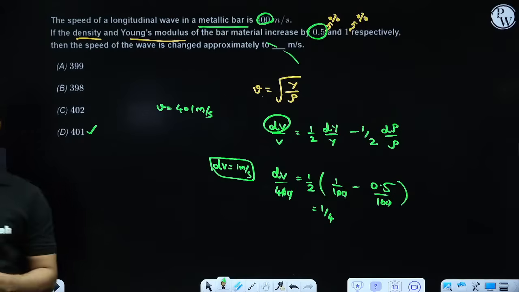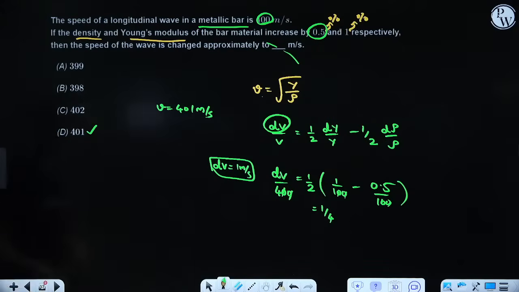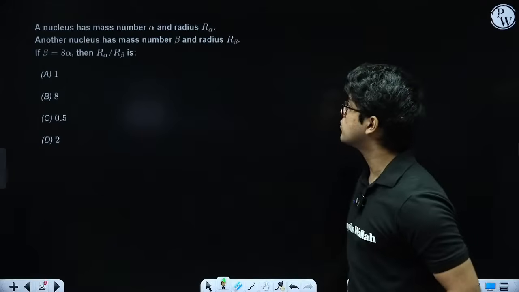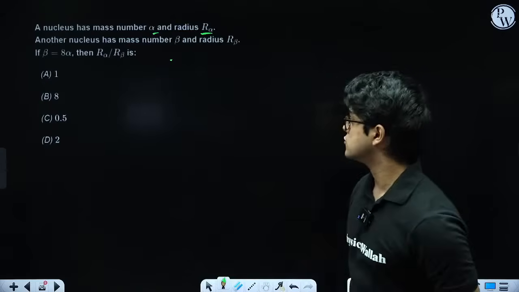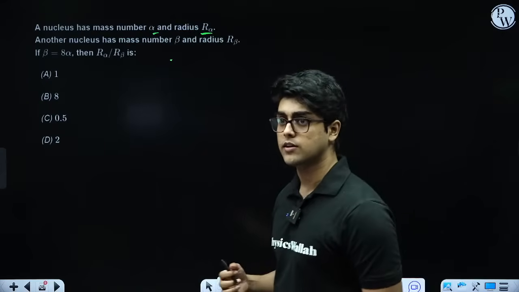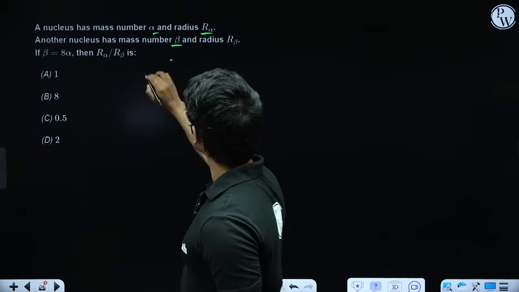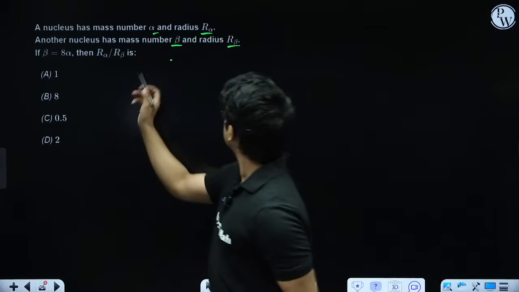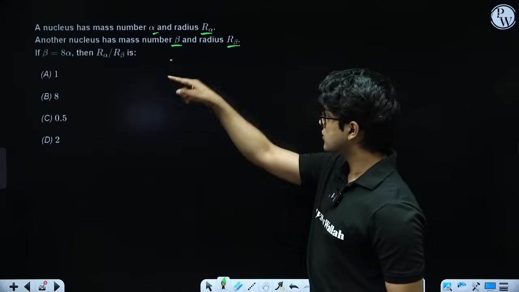All right, so this question is done. Next problem: we have a nucleus whose mass number is A alpha and radius r alpha. This formula we have already explored earlier. Then we have a second nucleus whose mass number is A beta and radius r beta. We have been given a relation between beta and alpha. The question is, what is the radius ratio?